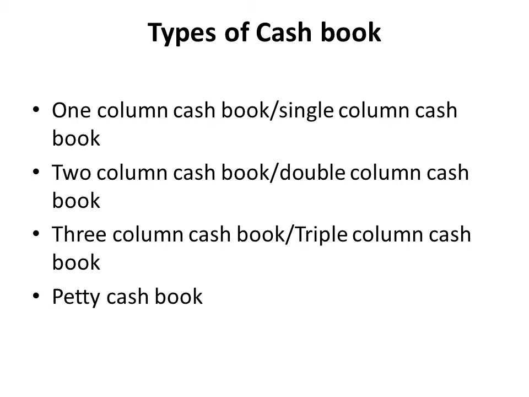Now, what are the types of cash book? We have the one column cash book, or you call it the single column cash book. We have the two column cash book, or you call it the double column cash book. We have the three column cash book, or you call it the triple column cash book. And the last one we have is what we call the petty cash book.